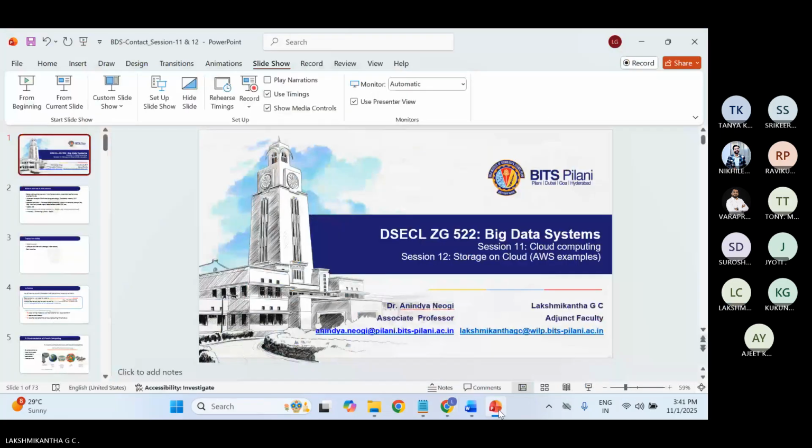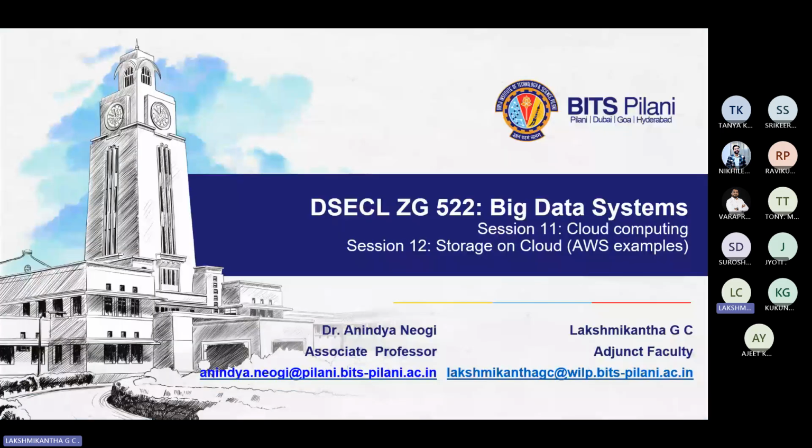Yeah, this is what I was talking about, which is all about storage on cloud and cloud computing, and so on and so forth. Okay. And in storage on cloud, we are using AWS examples.